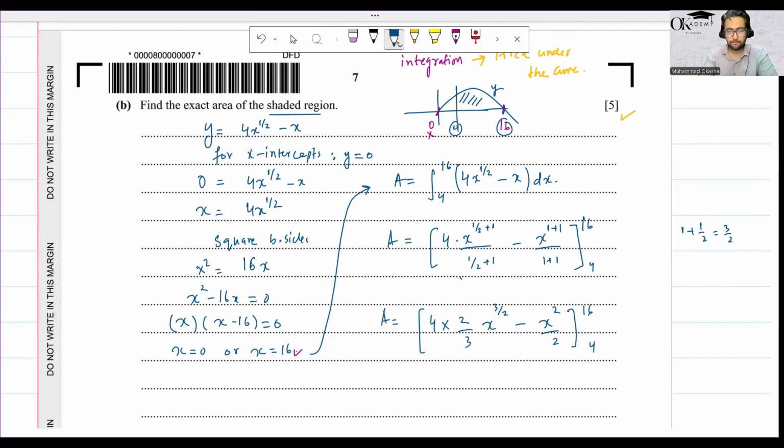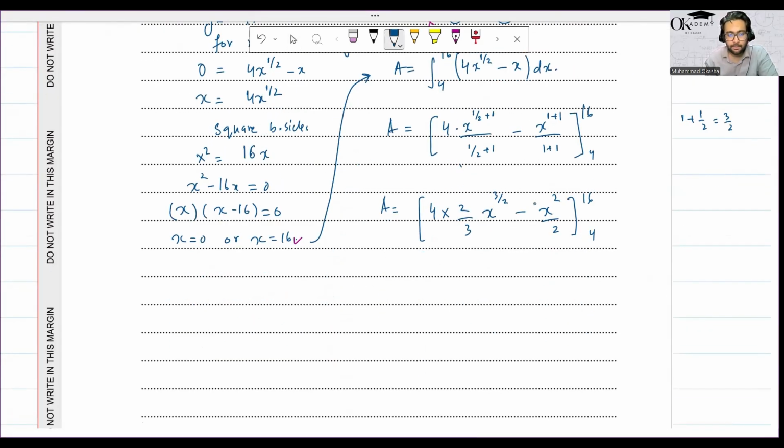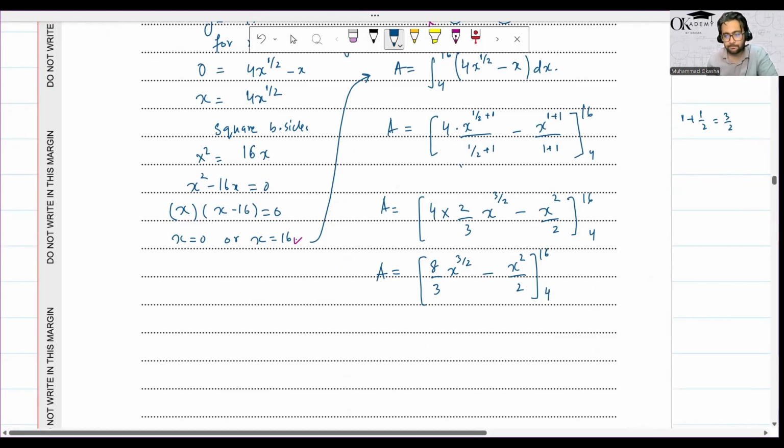With limits 16 and 4. Now once I solve it, you can just apply the limits of integration. 4 times 2 is going to be 8 over 3, x to the power 3 over 2 minus x squared by 2, and the limits of integration are 16 and 4.